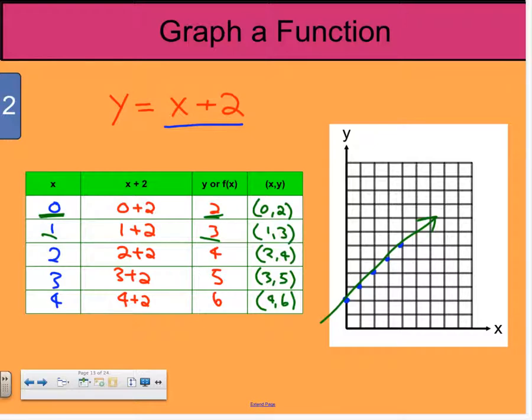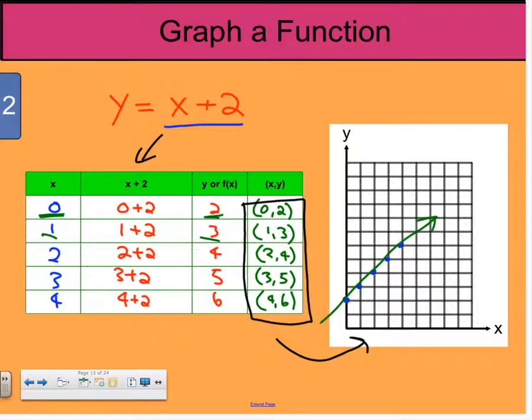So what we've been able to do is just from a function, all they gave us is that little equation, I created my table. So from the function, I created my table. From my table, I got these coordinate pairs. And from the coordinate pairs, I plotted them on a graph and was able to draw my line.